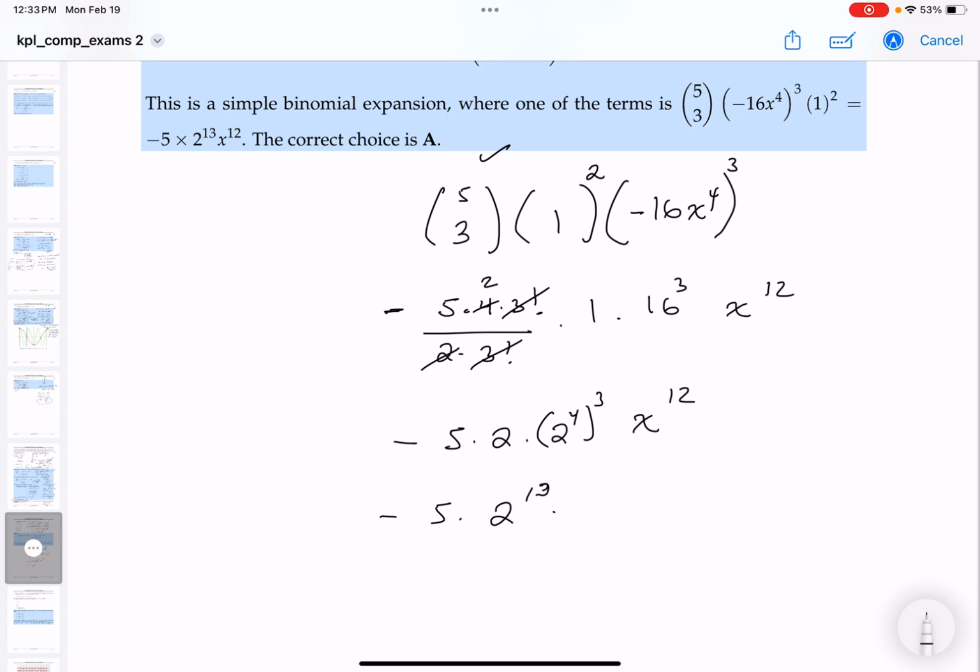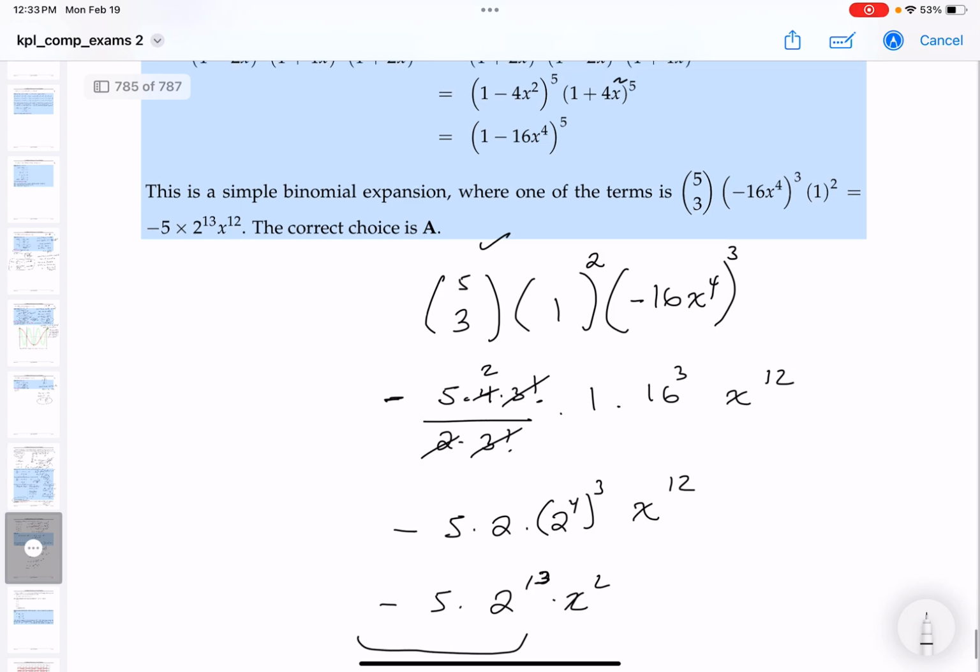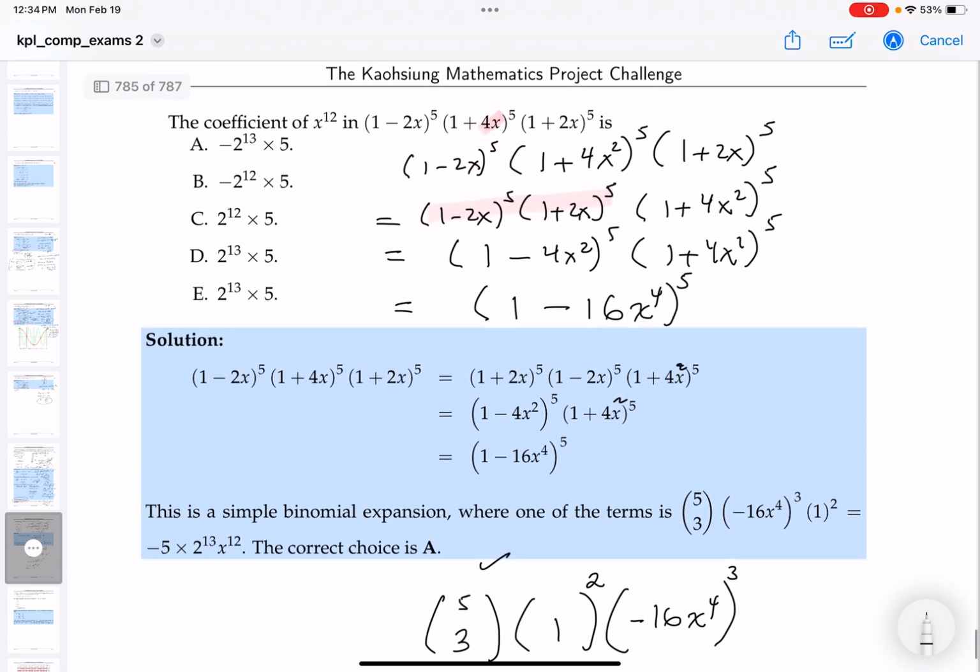Now, by the way, I don't want to compute that number. This is when I would look at the answer key. And I'd hope to see this coefficient listed somewhere. So minus 5, 2 to the 13. Do I see that? I do, right over here. What's the correct choice? Correct choice is A.